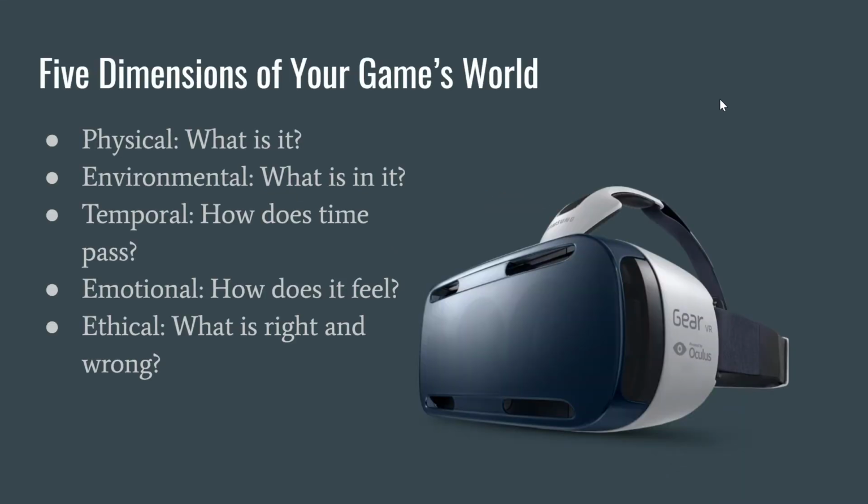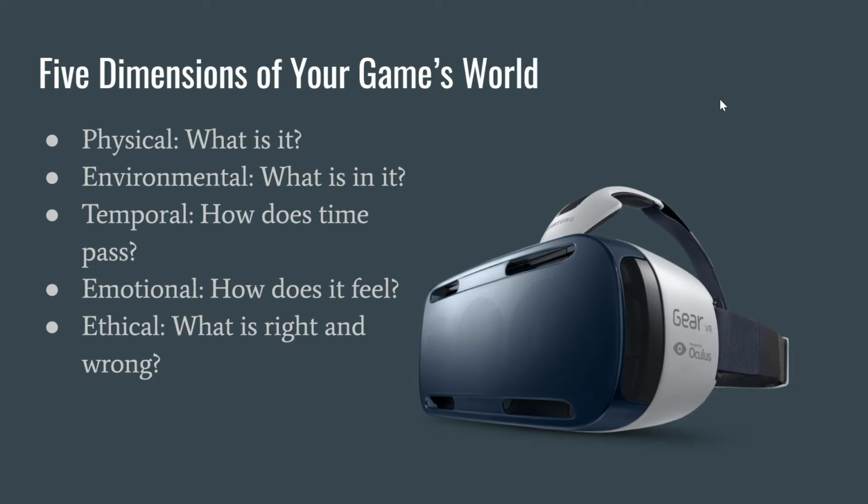First of all, you need to know there are five dimensions of your game's world, five things you have to think about when you design a world for a video game. The first is your physical dimension, which is simply, what is the world? What is the world made up of? How big is it? What are the boundaries? Things like that. We'll talk more about that. The second is environmental. Environmental isn't what is it, it's what is inside of it. How are you going to fill up that world and create an environment, so it's not just an empty map you're walking through?